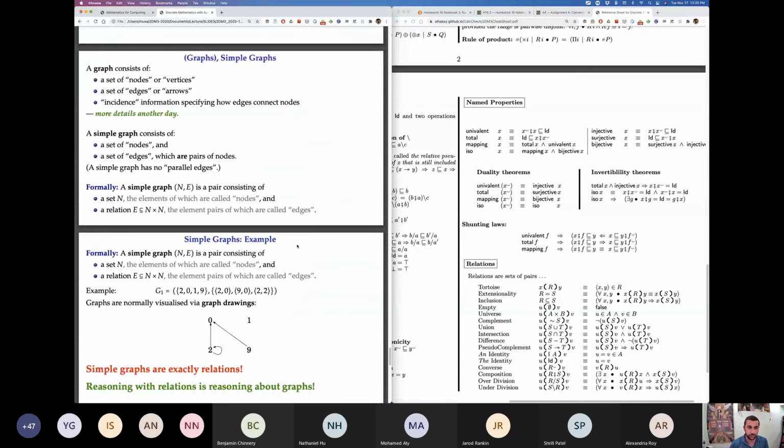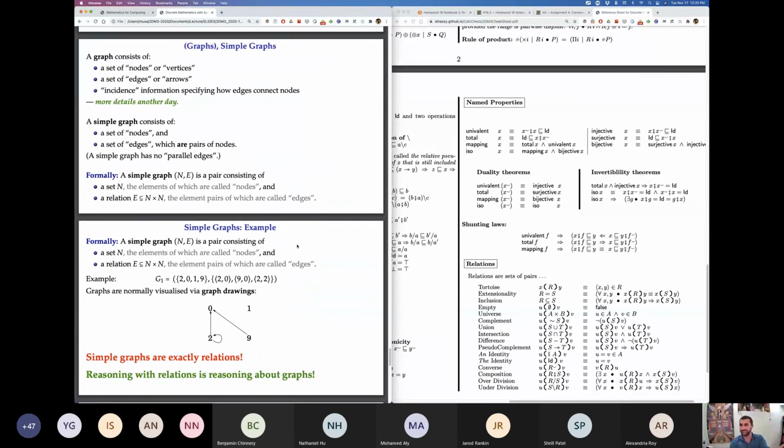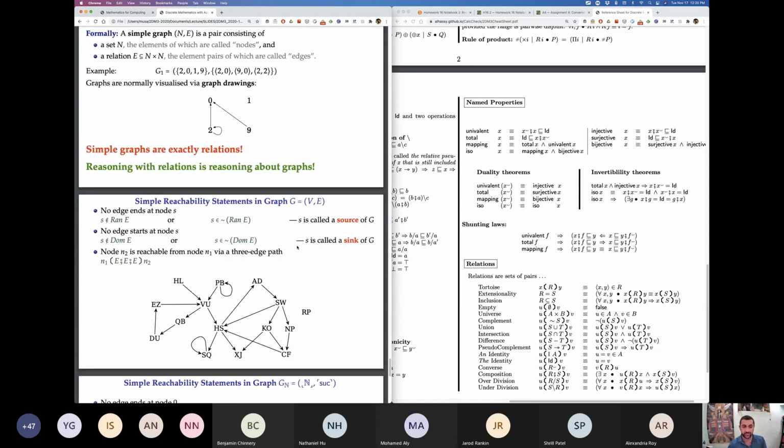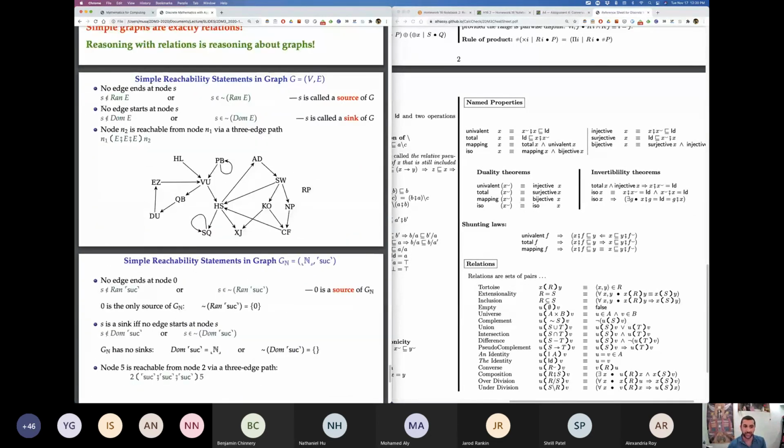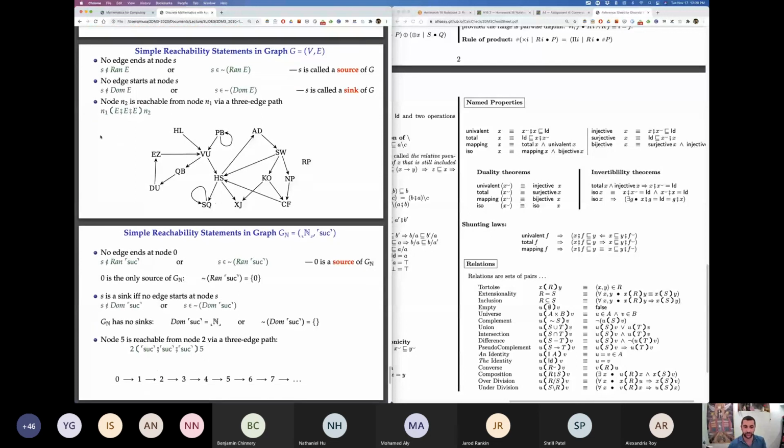I'm almost out of time, but I just wanted to remind you it's just relations. Relations can be just thought of as just graphs or just matrices, and then composition can be thought of as reachability. So I'm out of time, so I'll just stop here, and hopefully we'll continue this Thursday.